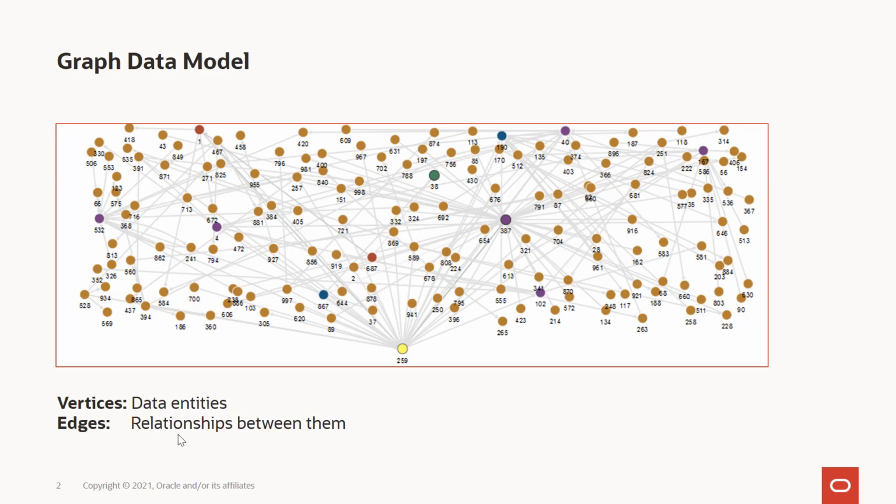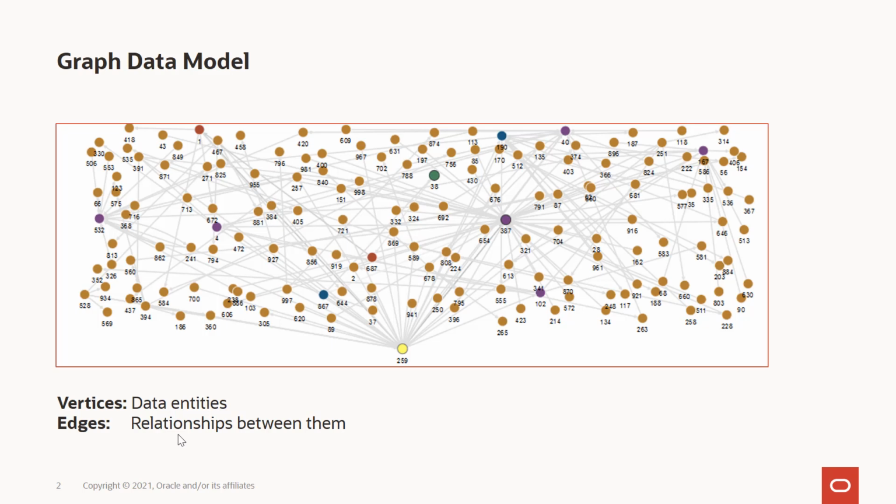an edge. In an example from banking, if you have a financial transactions data set with accounts and information about cash transfers between these accounts, your accounts naturally are data entities and become vertices in your graph. And every time there's a cash transfer relationship between two accounts, that can be modeled as an edge.